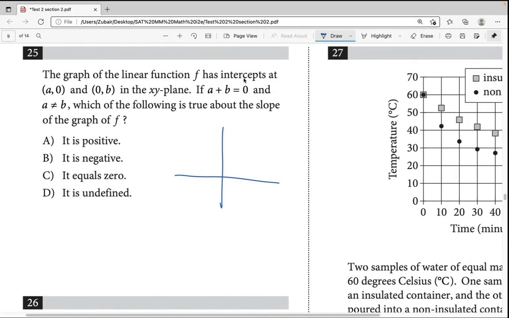So the graph of linear function f of x has intercepts at these points in the xy plane if a plus b equals 0. So one of them has to be negative. Either we consider that x is a and y is 0, and x is 0 and y is b, or x is (a, 0) and y is (0, b). And this is also telling me that a plus b equals 0. This is basically gradient 1. Which of the following is true? Already we've sketched it. The slope is positive.